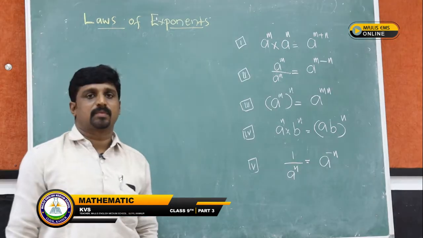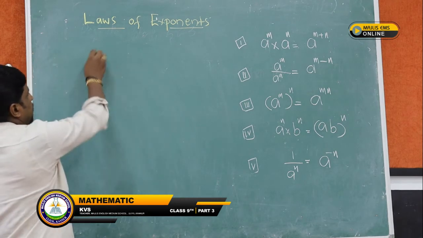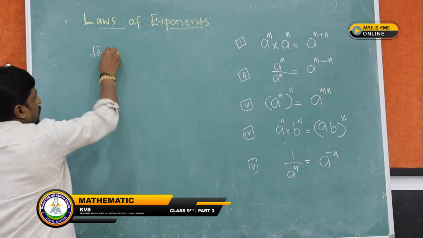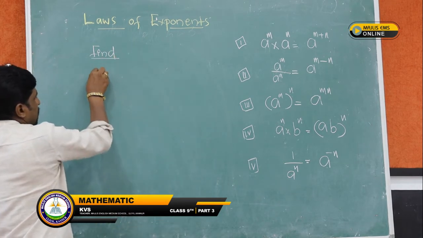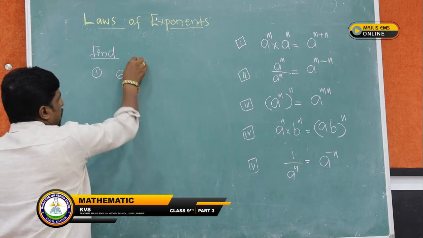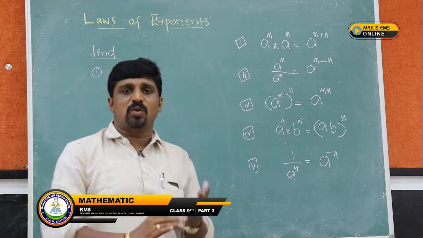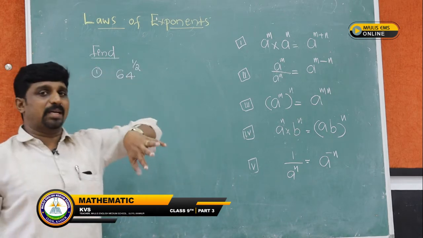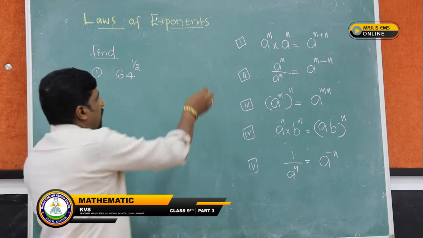Now we need to find the value of some exponential forms. The first question is like this: 64 whole raised to 1 by 2. We need to find out 64 raised to 1 by 2 by using this expression. First we can do the prime factorization. Already you know how 64 can be factorized.